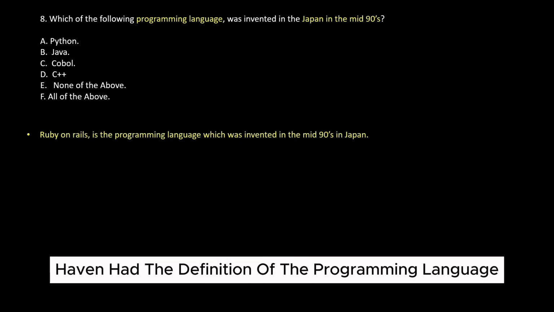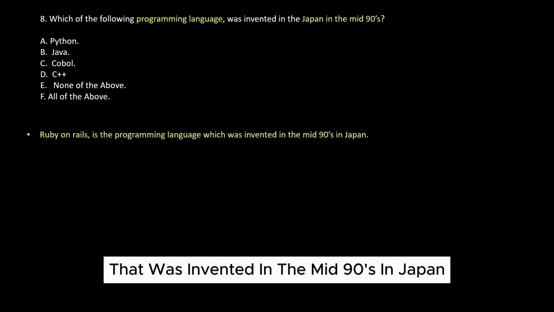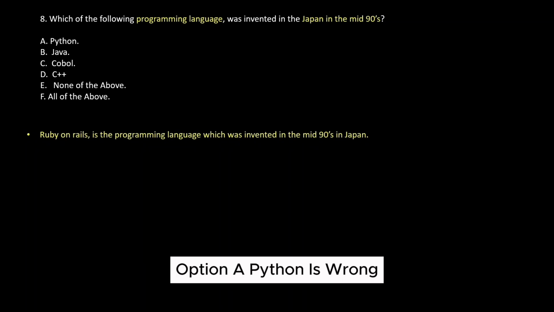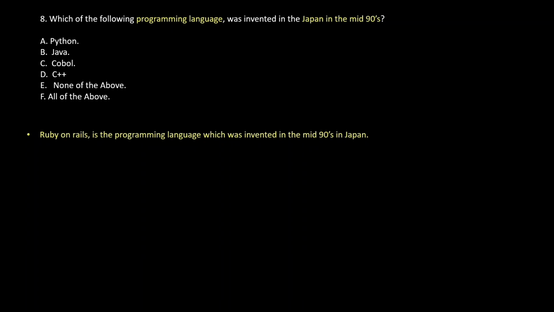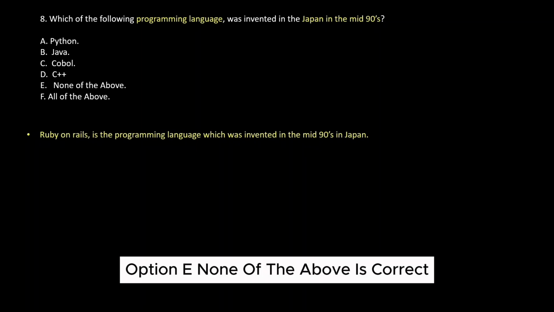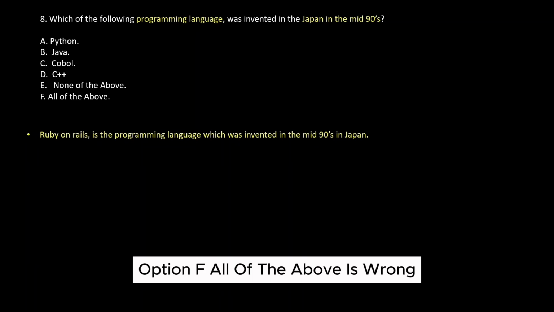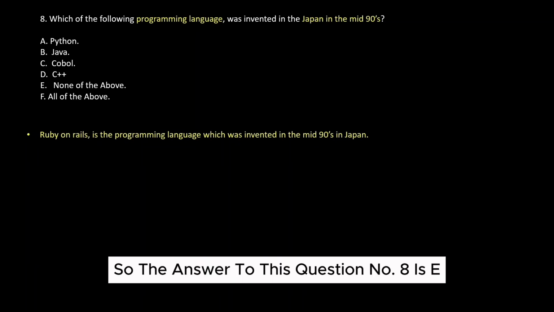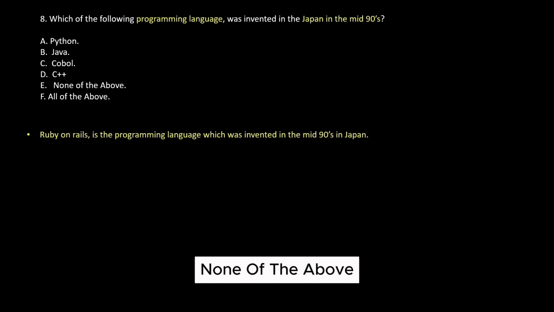So, having had a definition of the programming language that was invented in the mid-90s in Japan, option A, Python, is wrong. Option B, Java, is also wrong. Option C, COBOL, is also wrong. Option D, C++, is also wrong. Option E, none of the above, is correct. Option F, all of the above, is wrong. So the answer to this question number 8 is E, none of the above.